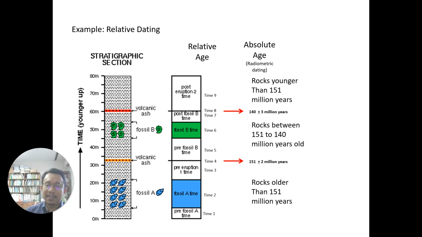So we can say, in the beginning, we had a mudstone at the bottom being deposited, and fossil A proliferated during this time. But then there was a volcanic ash, and fossil A became extinct, followed by more deposition, and this time a new fossil formed after 151 million years ago. But this also disappeared at 140 million years ago, followed by another volcanic eruption, and more sedimentation at the top. So we have a combination of relative dating and absolute dating to come up with a better understanding of the history of the Earth.